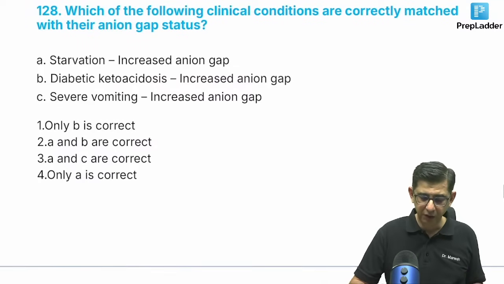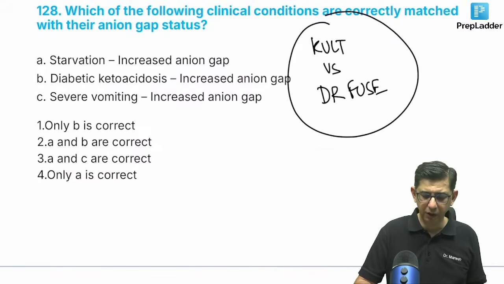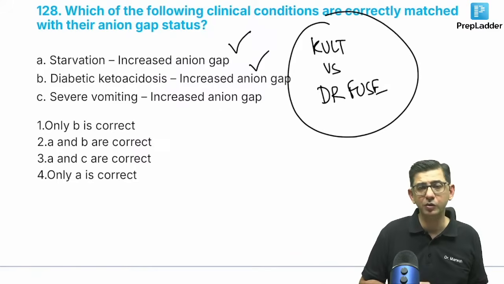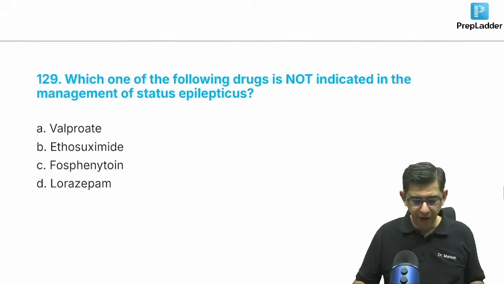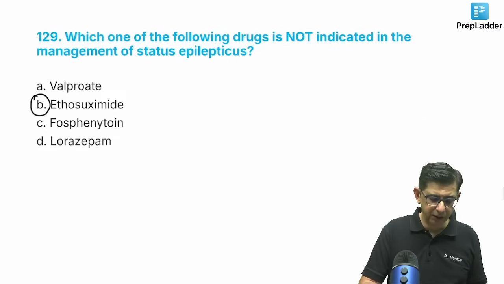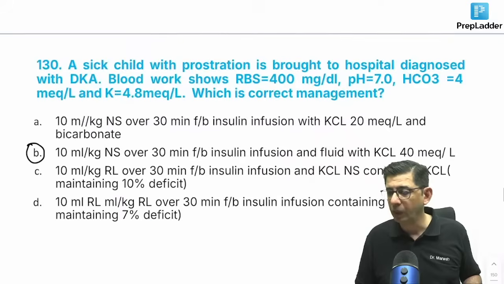Then here the CULT mnemonic will come to your rescue. I always discuss CULT versus Dr. Fuse. We're not getting into the full form of it, but the CULT causes would be starvation, diabetic ketoacidosis. Vomiting will cause a metabolic alkalosis, so that goes out of the window. Then the drug not indicated in status epilepticus is ethosuximide. That would be useful for management of absence seizure.